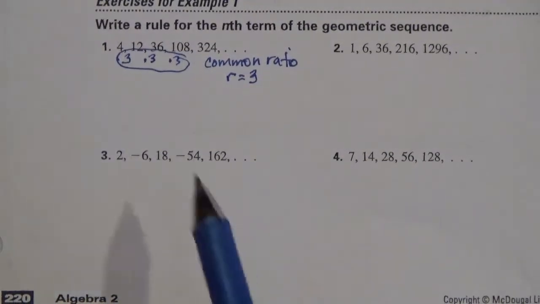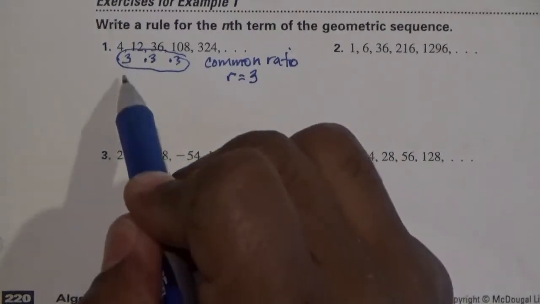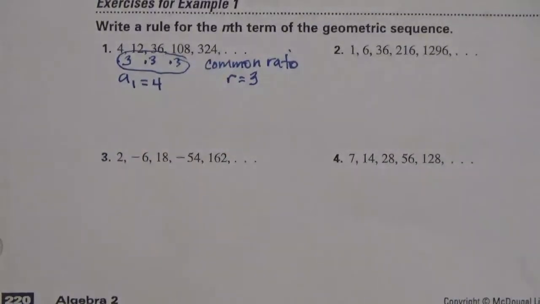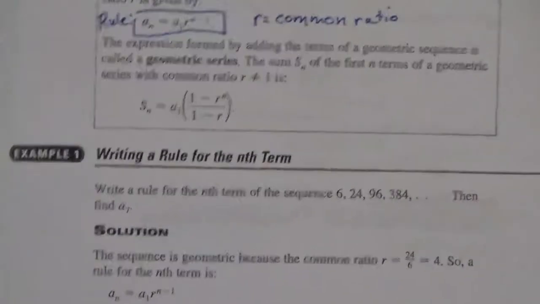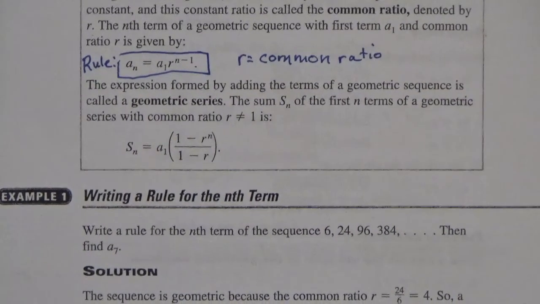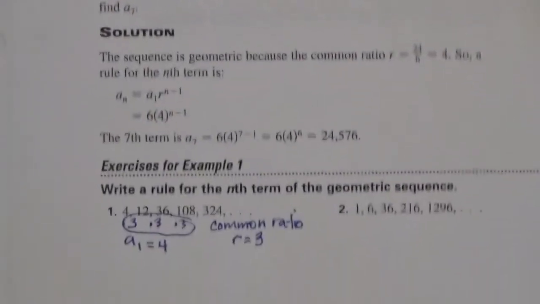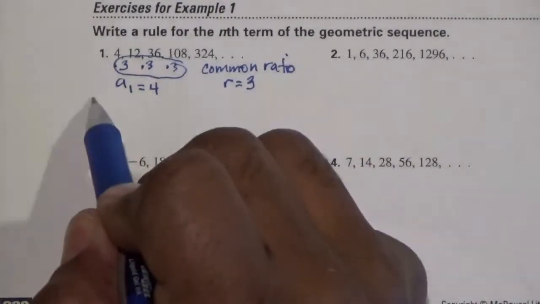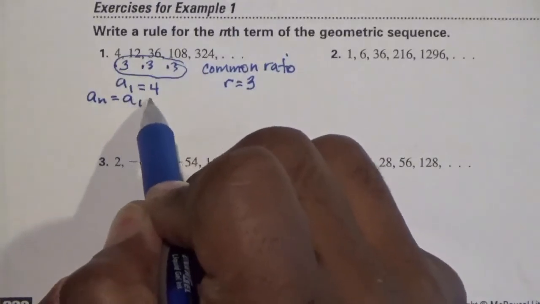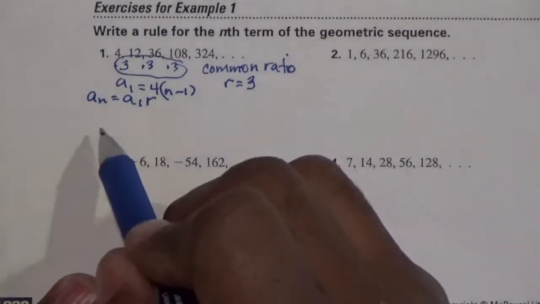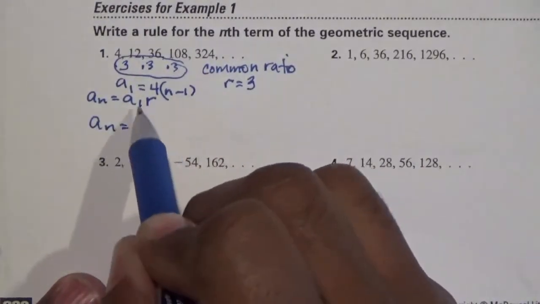Now you can look at the sequence and figure out what your first term is equal to. So a sub 1 is equal to 4. Once I have those two things, we're pretty much done as far as a rule. Going back up to your rule, a sub n is equal to a sub 1 times r to the n minus 1. This is a little bit easier to write a rule for than the arithmetic sequence. So let's write the rule. a sub n is equal to a sub 1 r to the n minus 1, and we just want to plug into that rule. So a sub n is equal to, what is a1?